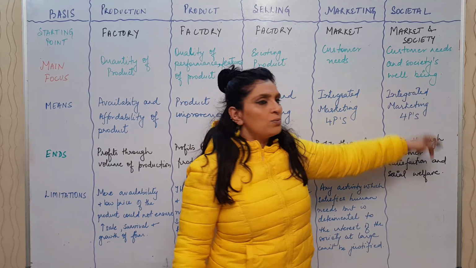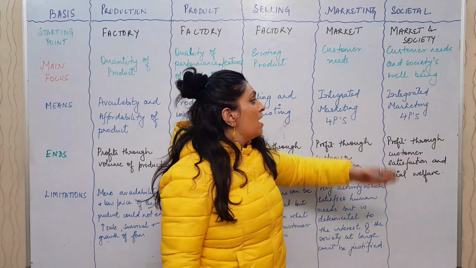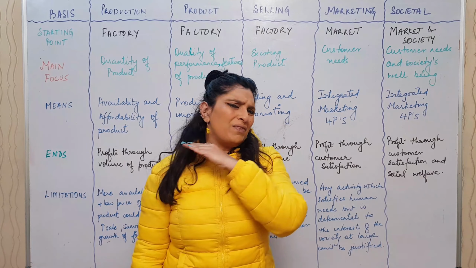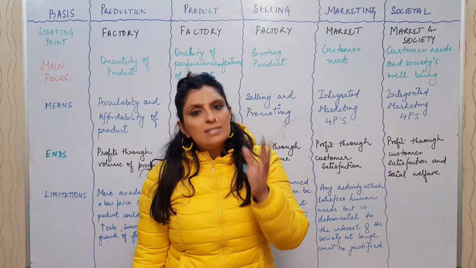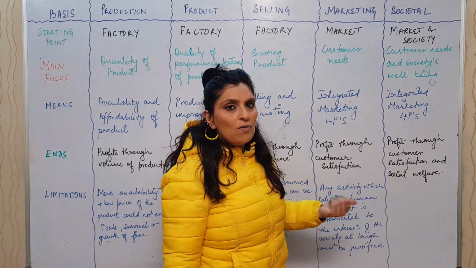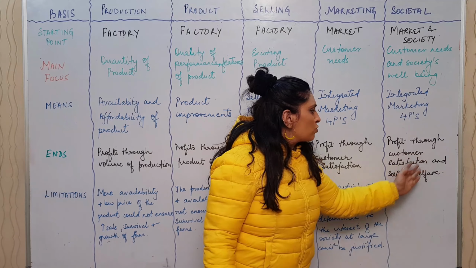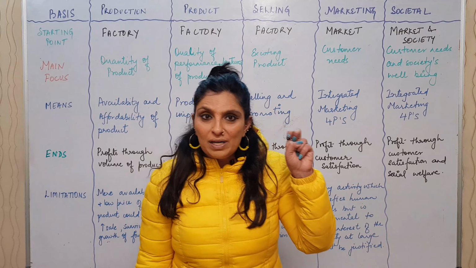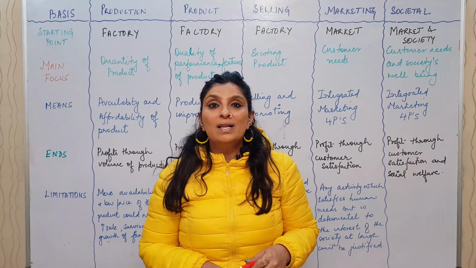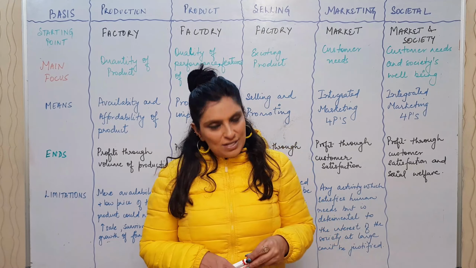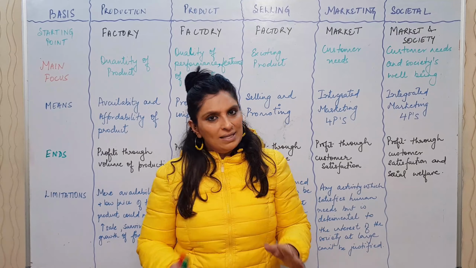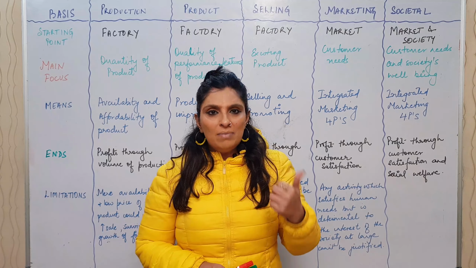Next, customer needs and society's well-being was the main focus. Means was integrated marketing, that is 4P's we are talking about. 4P's again, product, price, place, promotion, whether it is societal concept or whatever it is. It is to be done through these 4P's. You cannot ignore them, and we're going to talk about it just immediately. Profit was through customer satisfaction and social welfare. The company or the business firms which talk about the welfare of the society is always preferred and liked by people because they have concern for the society. So, no limitation. This concept has no limitation.